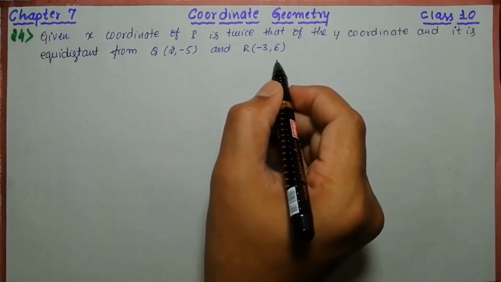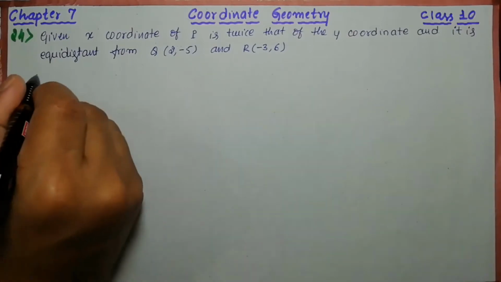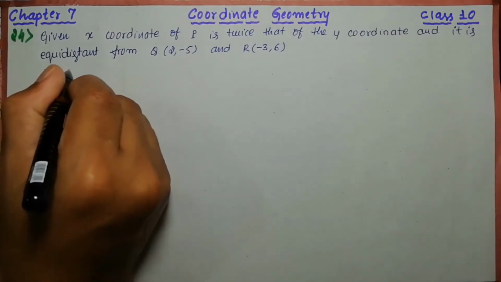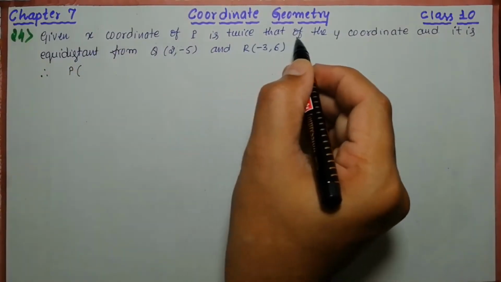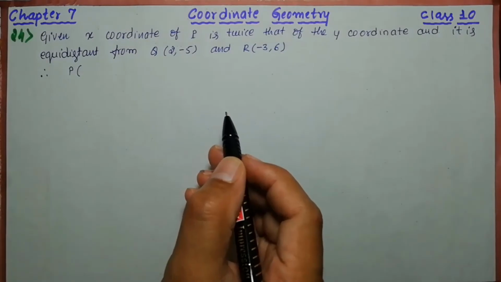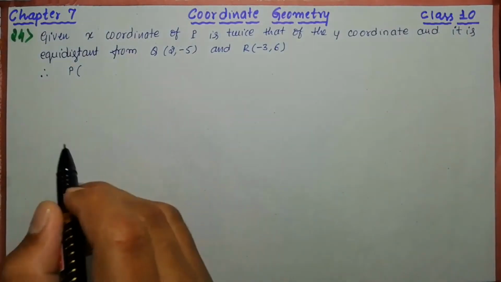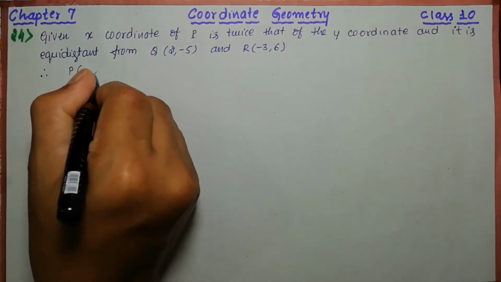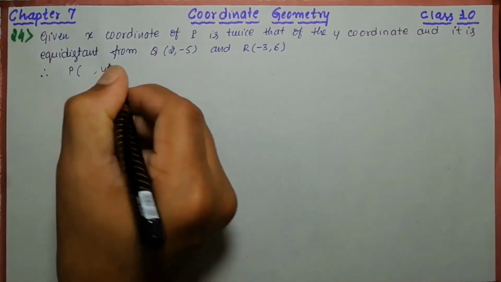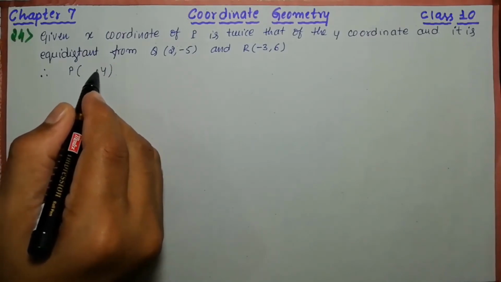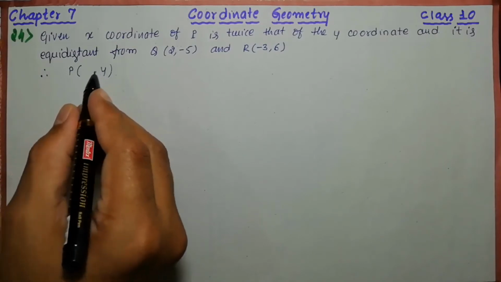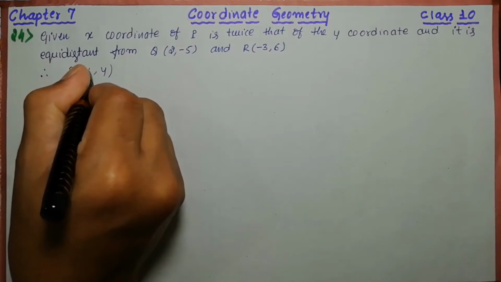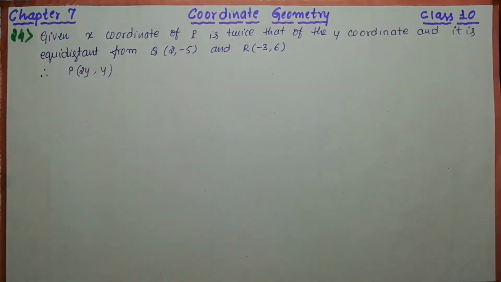First we have to define how the point P looks. Therefore, P should be like this. Its x coordinate is twice the y coordinate, meaning if you double the y coordinate, you will get the x coordinate of P. So initially I'm going to take the y coordinate as y. Twice the y coordinate is the x coordinate. What is twice of y? It is 2y. So its x coordinate becomes 2y, like this. This is the required point.